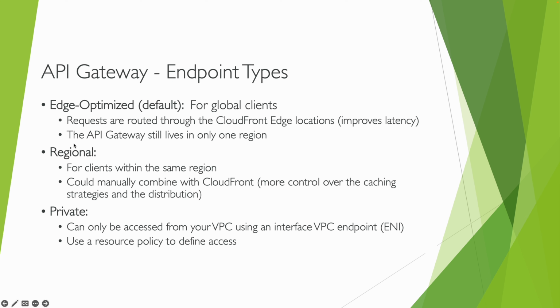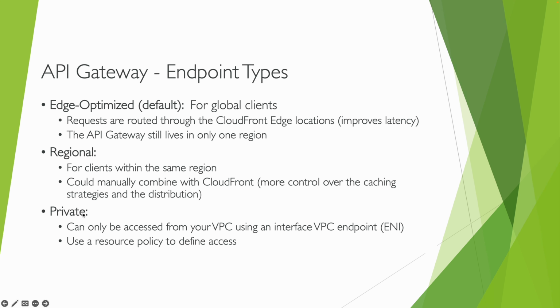And there are regional endpoints. Say your application is confined to a particular area, like your application will be used only in India, or only in Asia, or only in the US, so you can put a regional endpoint. Then that particular API gateway's scope will be only within the region. So when you are using a region-specific application, you can go with this regional endpoint.